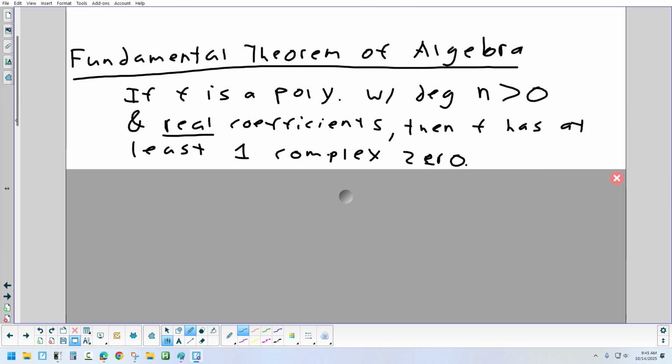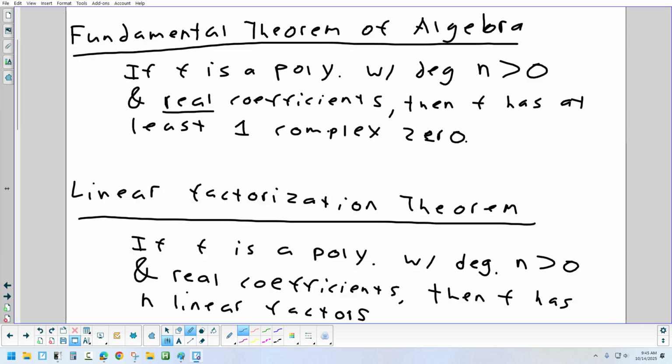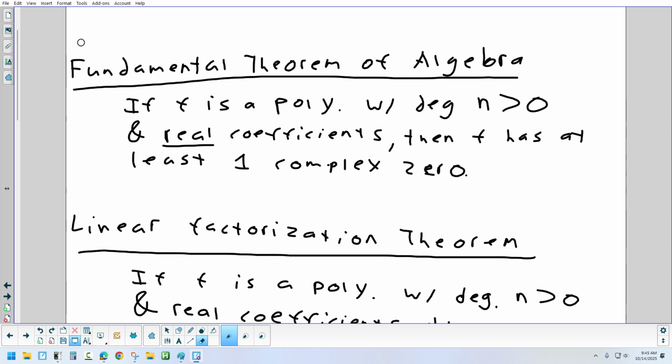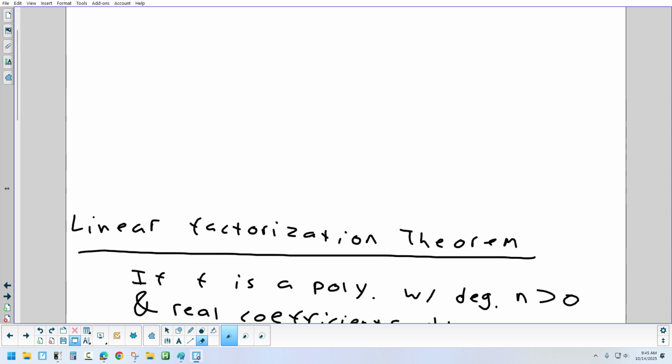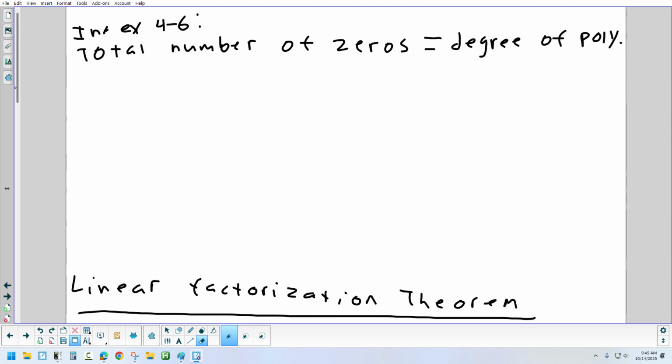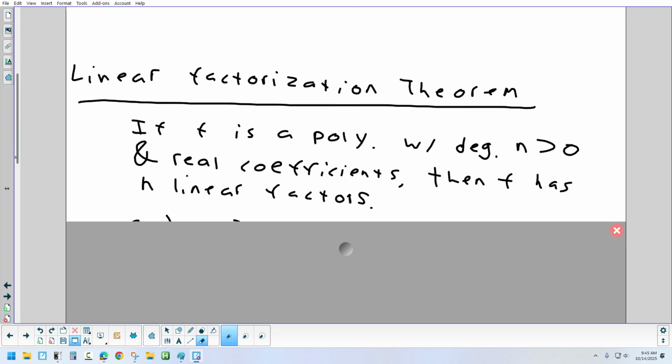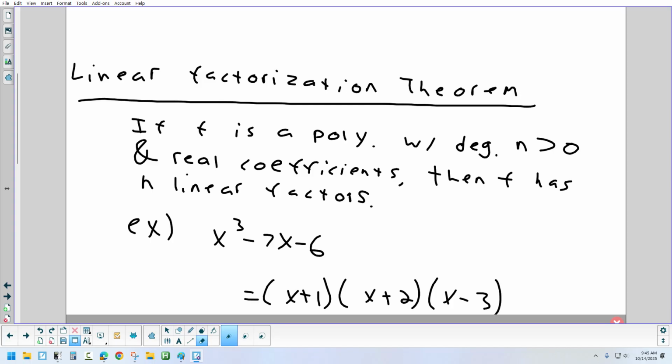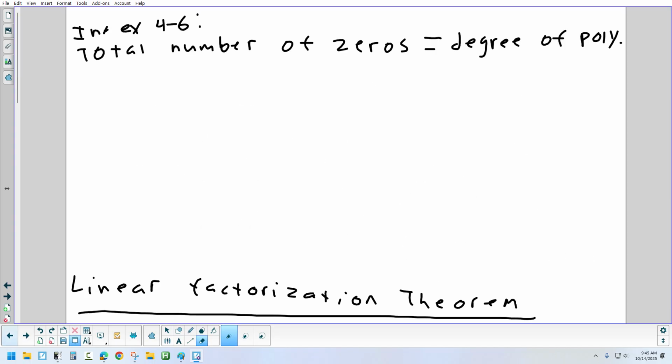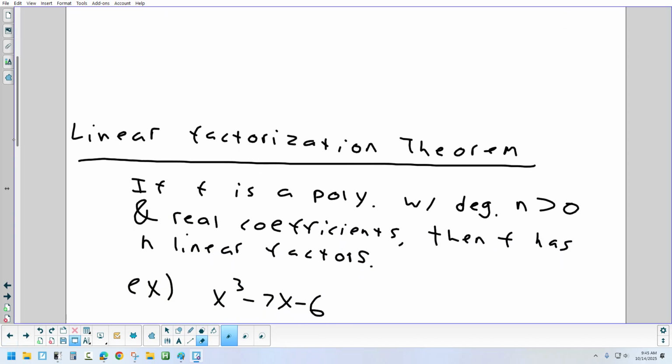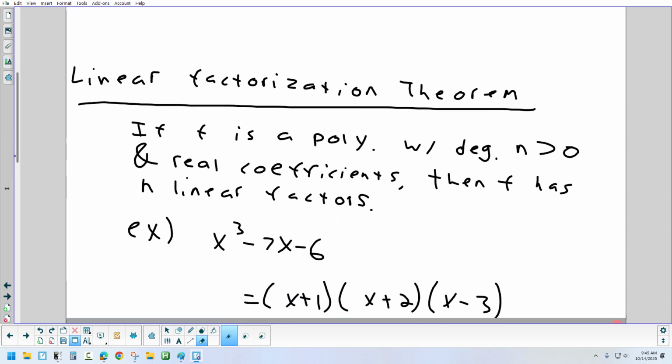So, in fact, we're going to just write down this second one. That one's the one I want to focus on. The total number of roots always will match the degree of the polynomial. And that's called the linear factorization theorem.